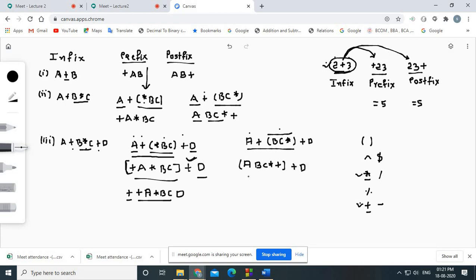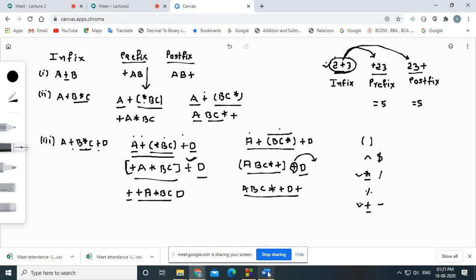Now again you have operand 1, operand 2, and this is the operator. We are converting into the postfix, so this operator will come later. The first operand will be A B C star plus D, and this plus obviously will come later. So A plus B star C plus D, its postfix is ABC star plus D plus.